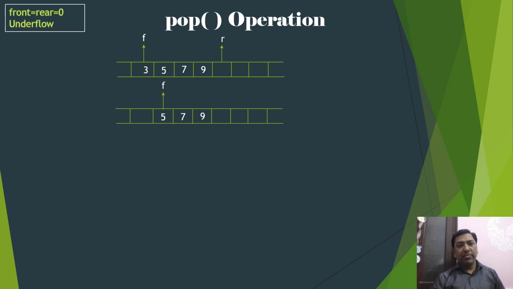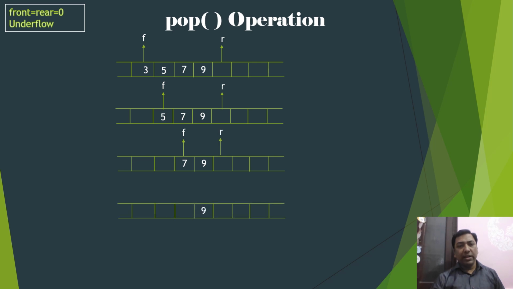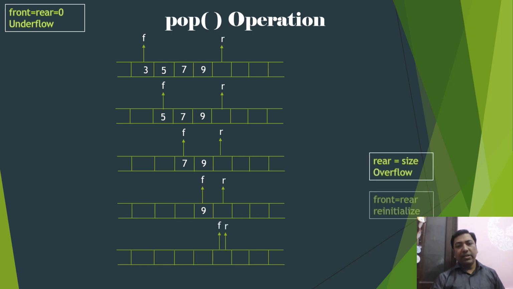For deletion of the next number, firstly 5 will be deleted and front will be updated to the next place. There is no change in the rear. For deletion of the next number, firstly 7 is deleted and front is updated to 9. Rear will remain on the same location. Now 9 is deleted, front and rear will reach the same location.